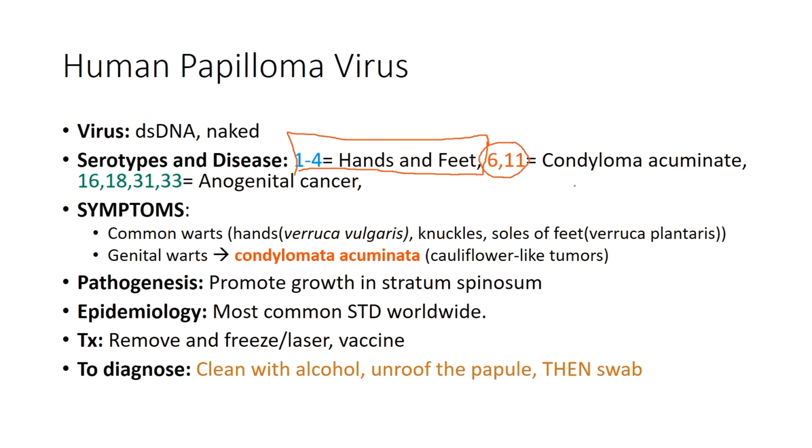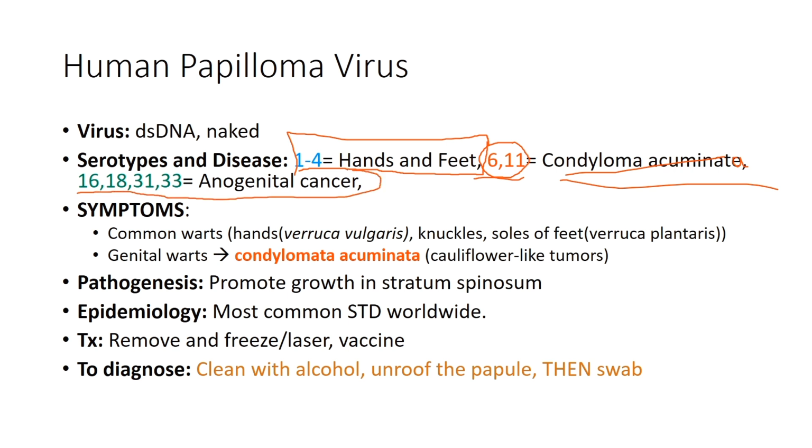And then strains 6 and 11, this is your condyloma acuminata. This is something that looks like warty lesions, usually in the anogenital area, but it is non-cancerous, and that is your strain 6 and 11. So be watching out for those guys.